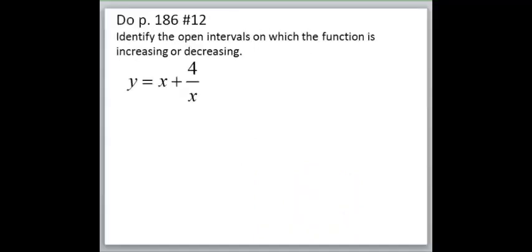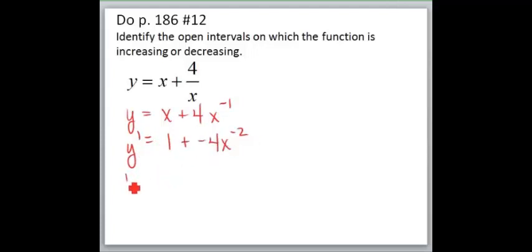The next problem we're going to look at is one where they don't give me a picture. Now, of course, I could use my graphing calculator to come up with a picture, but we're not going to do that. We're going to compute the first derivative, and we're going to test those values. So when I take the first derivative, actually, let's go ahead and rewrite this first. Let's say y equals x plus 4x to the negative 1. Now let's go ahead and take the derivative. I get 1 plus negative 4x to the negative second.